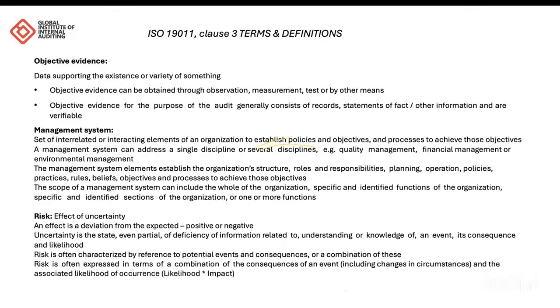Now, it says objective evidence is data supporting the existence or verity of something. Objective evidence can be obtained through observation, measurement, test, or by other means. Objective evidence for the purpose of the audit generally consists of records, statements of fact, and other information that are what? Verifiable. Now, someone asked me some time ago, can you take an interview with someone as objective evidence? I said yes, if it is documented. When I want to conduct an interview with you, I say, sorry, I crave your indulgence, I'll be needing this particular discussion to be recorded. I am not recording so that I can put chains in the person's hand, but because at the end of the day, that particular interview could serve as my objective evidence leading to a particular non-conformity, leading to a particular lapse in the system.